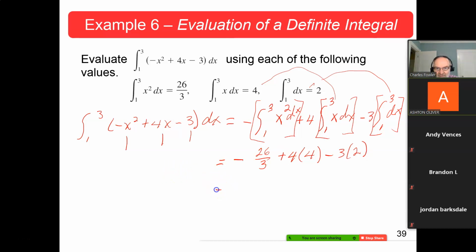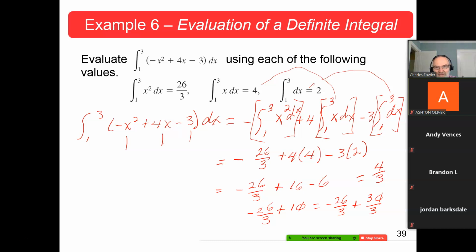So let's see what we got. Minus 26/3, love my fractions, don't you? Plus 16 minus 6. I'm going to do these two because that's easy. That's going to be 10, and this will be minus 26/3 plus 10. Well, I'm going to do it this way: minus 26/3. And how many thirds is 10? That would be 30/3, isn't it? So that's going to come out to be positive 4 thirds. That's what I get.